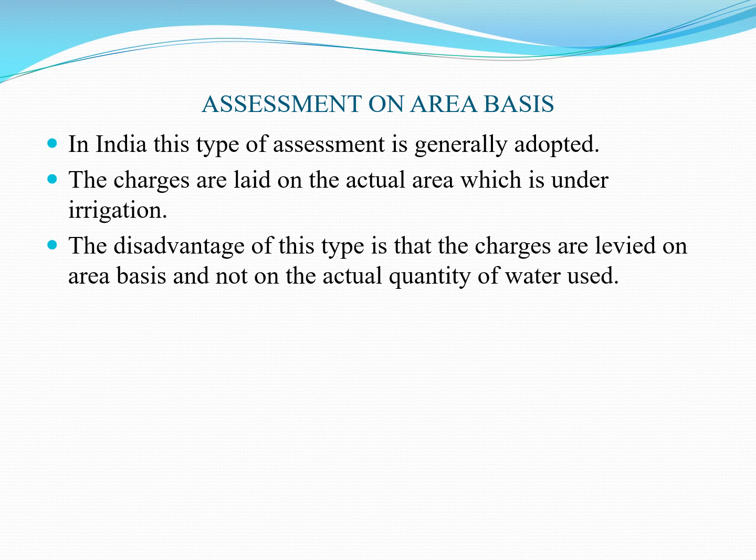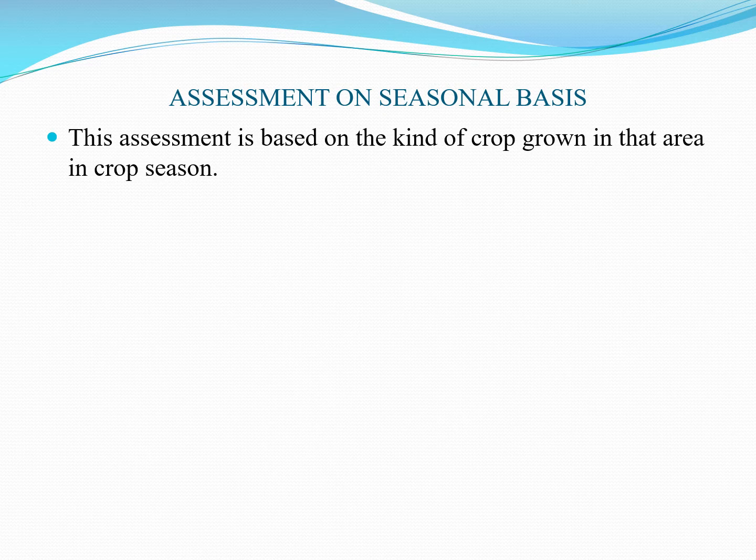This method has a few disadvantages. As the charges are levied on the area basis and not on the actual quantity of water used, it leads to wasteful use of water, and this type of irrigation encourages intensive irrigation rather than extensive irrigation.